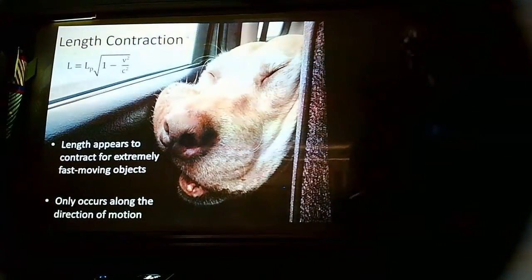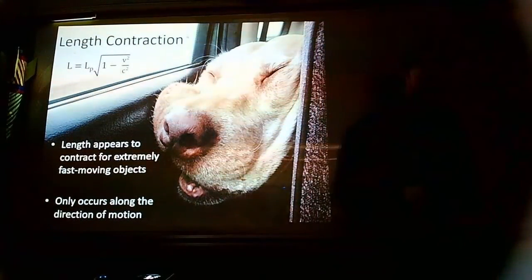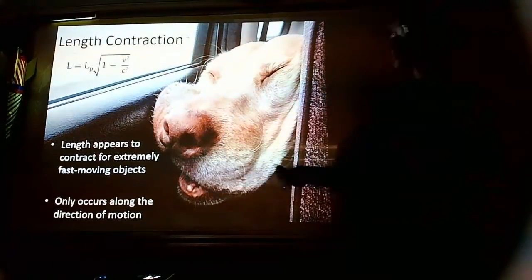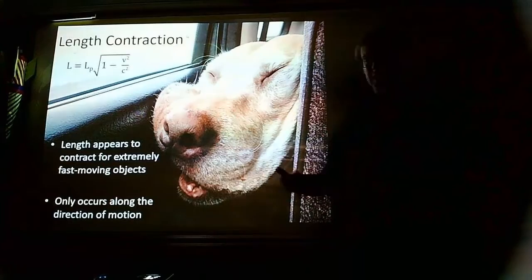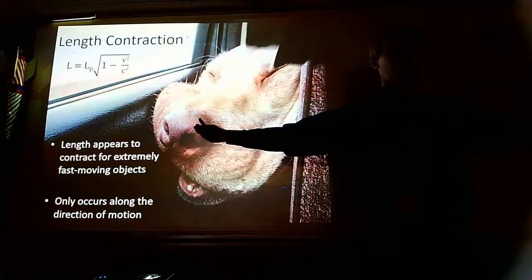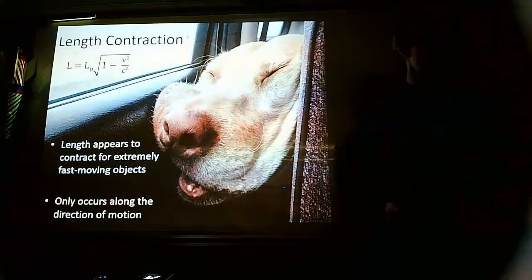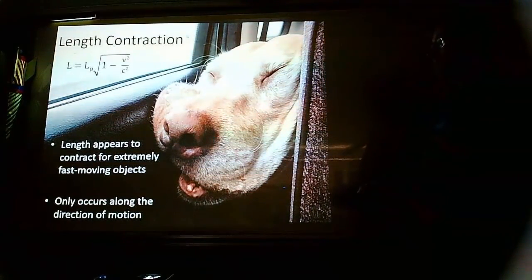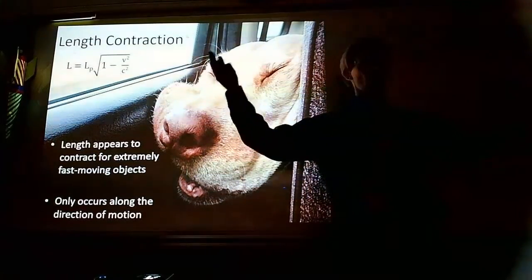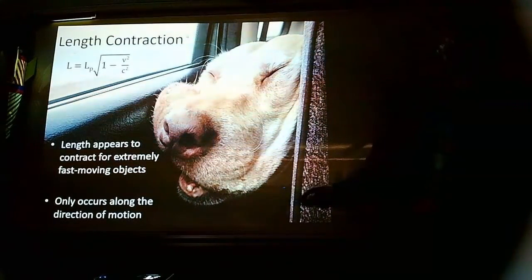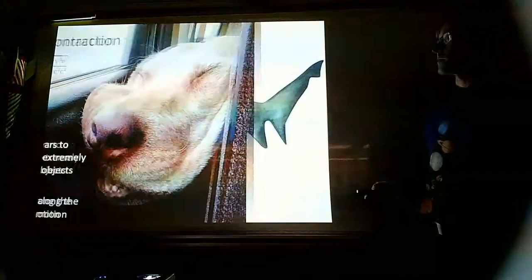Now, a couple other interesting things occur when you start to approach the speed of light, or different percentages of the speed of light. Not only does time get bent, not only does it get stretched and compressed, but length also does. And if you have an object that is moving extremely fast, the more that contraction is going to appear to be. And this only occurs in the direction of the motion. So let me just show you what I mean here.